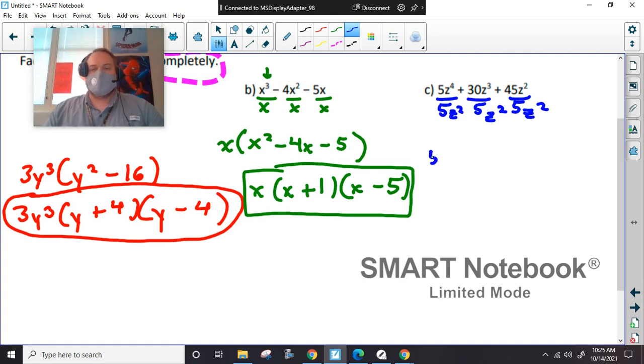So we have 5Z squared we're dividing out. The 5's cancel. Okay, good. We get 1. If I have 4 Z's and I take 2 Z's away, how many Z's do I have? 2. So Z squared. 30 divided by 5 is 6. And then if I have 3 Z's and I take 2 away, I have 1 Z. Plus 45 divided by 5 is 9. And the Z's cancel here.